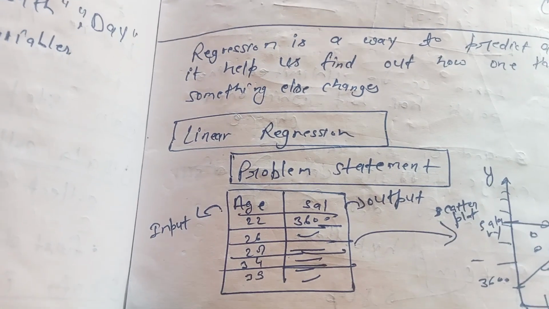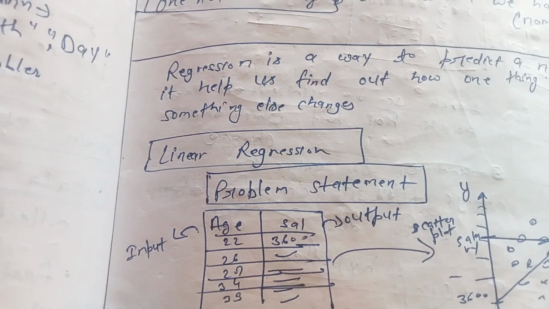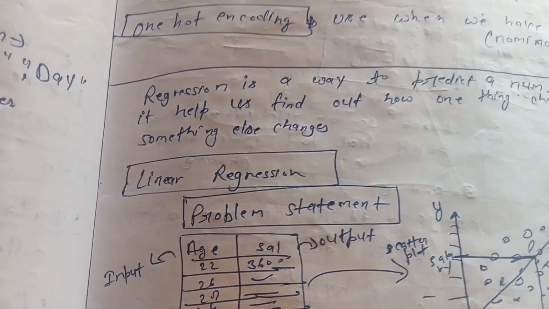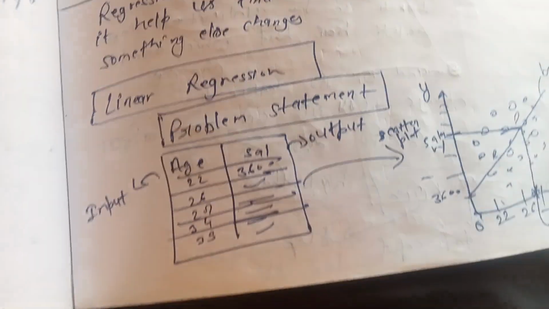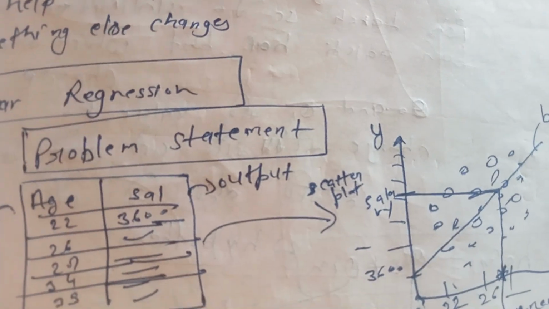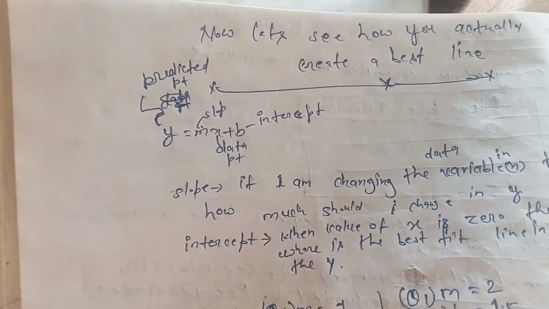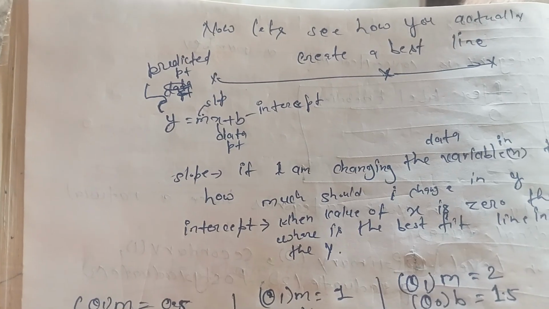So you can see we have a problem statement: age and salary. Age is the input and salary is the output. So here you can see we have a best fit line, and let's see how things work in this. Now let's see how you actually create a best fit line.